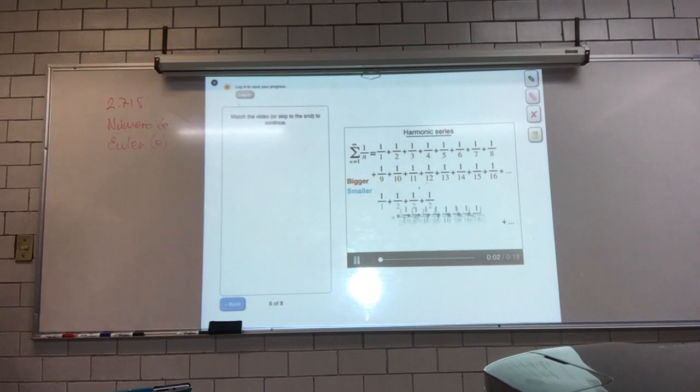Exactly, that's another half. And if you add up all the 1 over 32, 1 over 64, and 1 over 128 terms, each of those adds up to another half. So in this bottom series, there are infinitely many halves that we're adding up. So would you say that this series on the bottom converges or diverges?